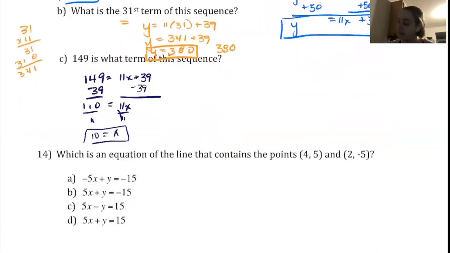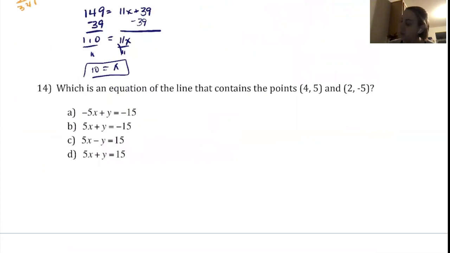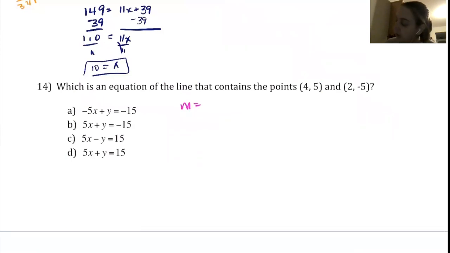All right, I believe there are 2 left, which is an equation of the line that contains those points. Now, this one's written in standard form. Let's use another color. So your slope is y2 minus y1, so negative 5 minus 5 over 2 minus 4 gives me negative 10 over negative 2. If I divide those, I get a positive 5.